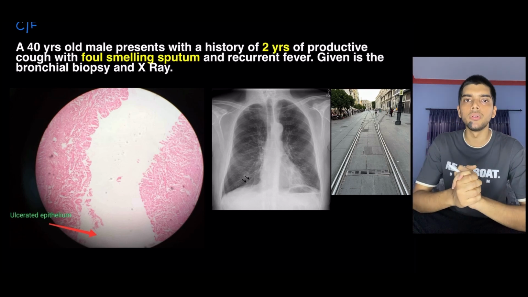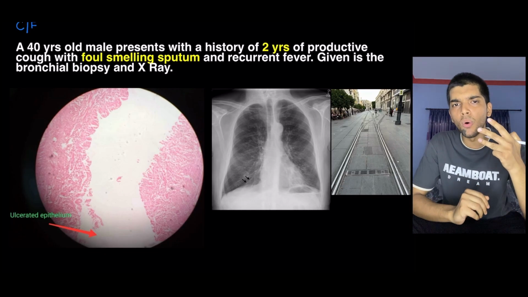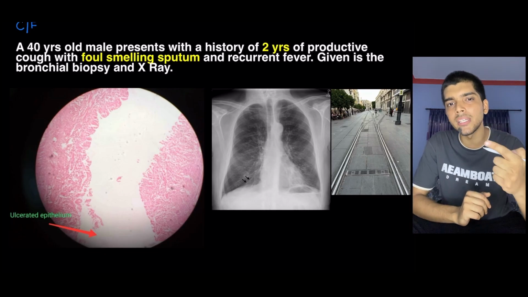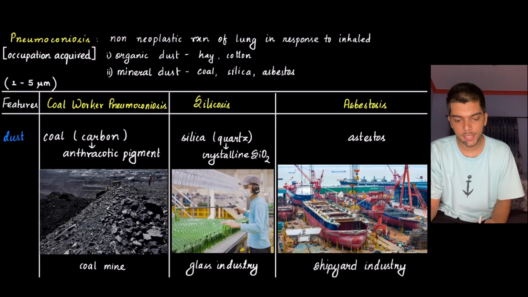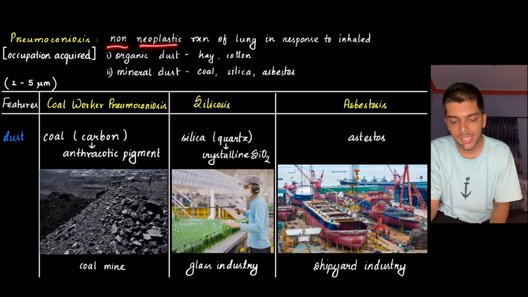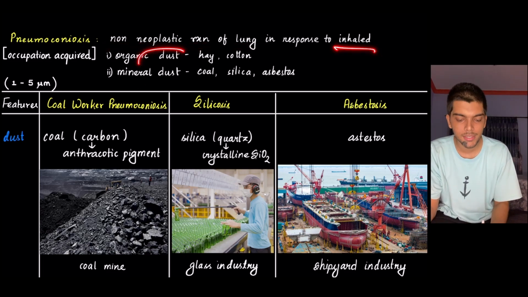Next up, we are going to look at pneumoconiosis. The three major types of pneumoconiosis: coal worker pneumoconiosis, silicosis, and asbestosis. Pneumoconiosis. Pneumoconiosis is a non-neoplastic reaction of lung in response to inhaled dust.